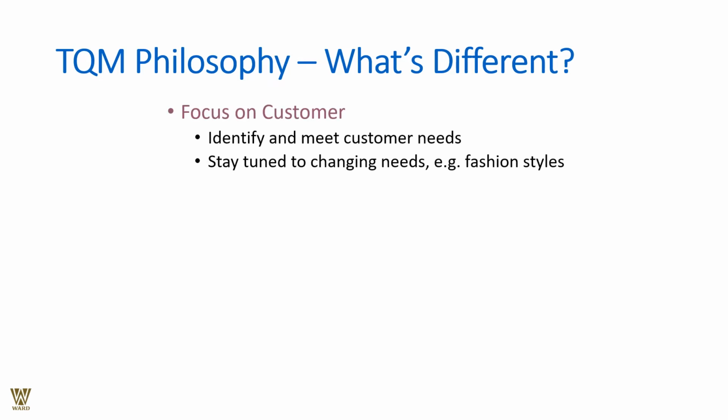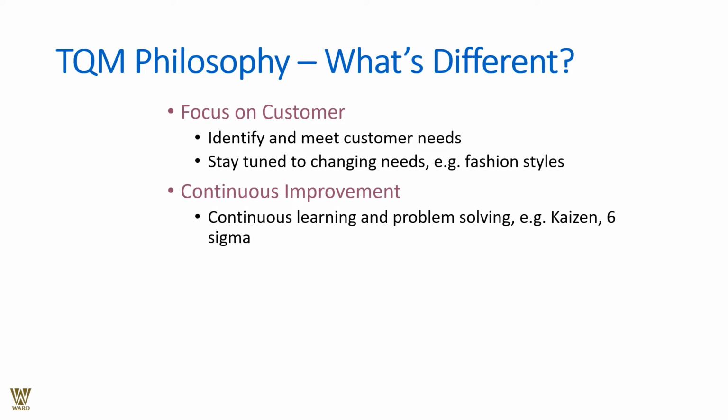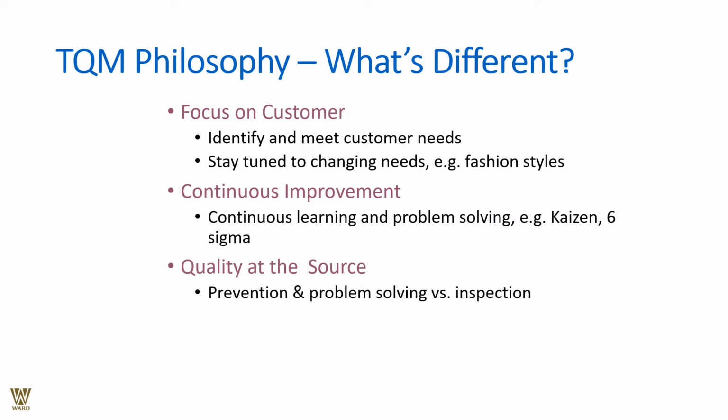First and foremost thing, the shift has happened onto the customer. Focus is on the customers, identifying and meeting customer needs. Staying tuned to the changing needs, example, the fashion style as the case might be. Continuous improvement, continuous learning, problem solving. Example, Kaizen or Six Sigma, incremental improvement every now and then in every department, in every process that we are looking for. So yes, focus on customers, continuous improvement, and quality at the very beginning, at the very source, prevention and problem solving vis-a-vis inspection.